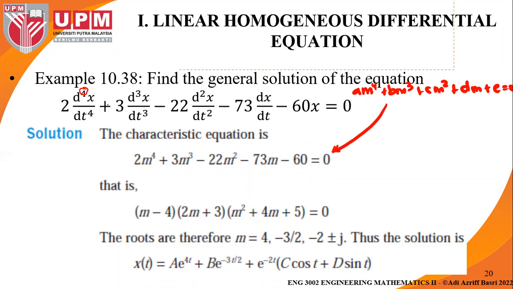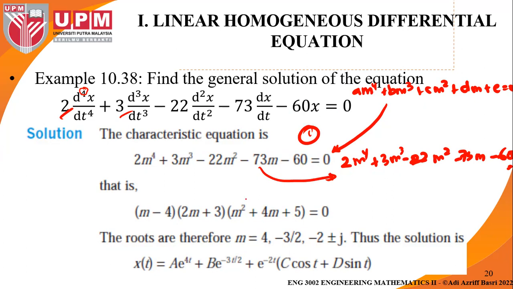Then you change this one to the general equation. What is your a? a is 2, so it becomes 2 m power of 4 plus, what is your b? b is 3, so 3 m power of 3. What is your c? c is negative 22, so it becomes negative 22 m power of 2. What is your d? d is negative 73 m power of 1, and e is 60, equal to 0. So you have this characteristic equation at the first step. The second step is to find the roots.